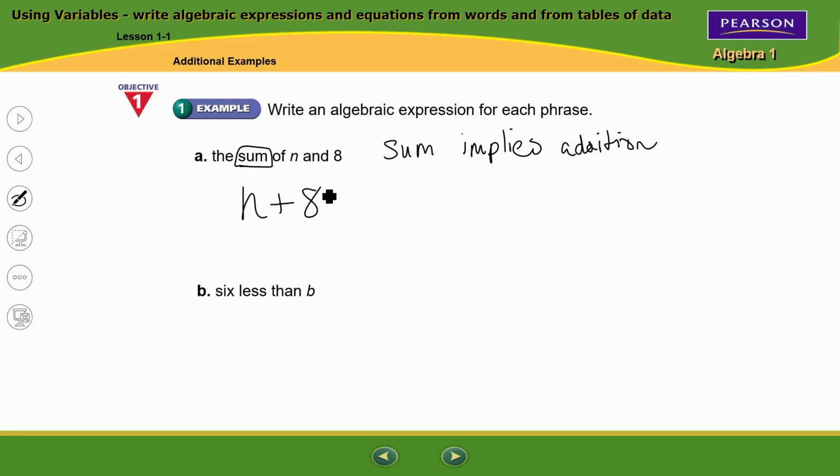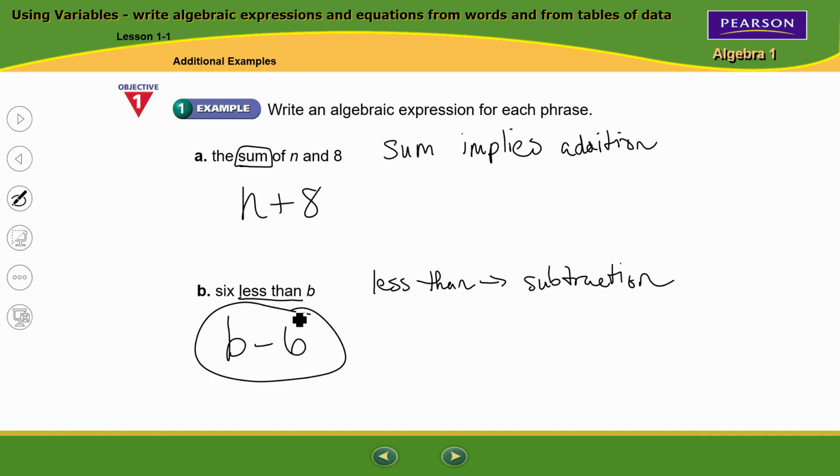All right, part B, same directions. 6 less than B. In this case, the words less than do not mean the symbol less than. They mean subtraction. So what we are going to do is subtract 6 from B. 6 less than B means we're going to start with B, and we're going to take away 6. So B minus 6 is the same as 6 less than B.